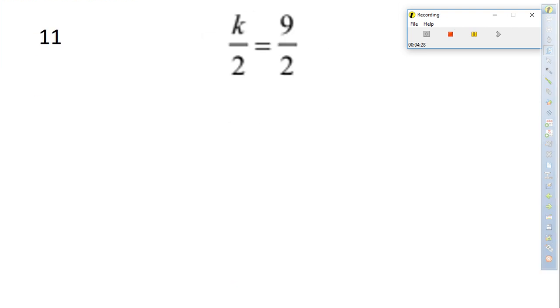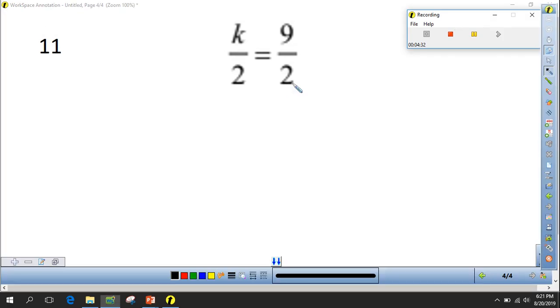Alright, this looks a little bit different. Like we talked about in class, you will not see a division sign in algebra. The little division sign that looks like this guy right here, he does not exist in algebra. We only use fractions. So this k over 2 means k divided by 2.